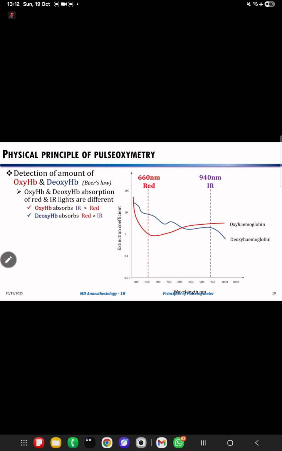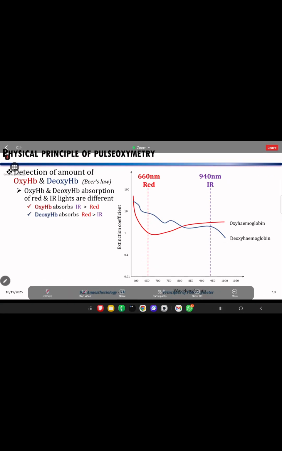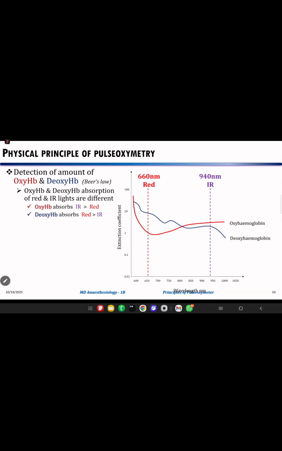So the detection of the amount of oxyhemoglobin and deoxyhemoglobin depends on Beer's law, according to this graph. You will see that at 660 nanometers, that is the red light, the deoxyhemoglobin absorption is higher than the oxyhemoglobin. At the infrared, it will be the other way around.